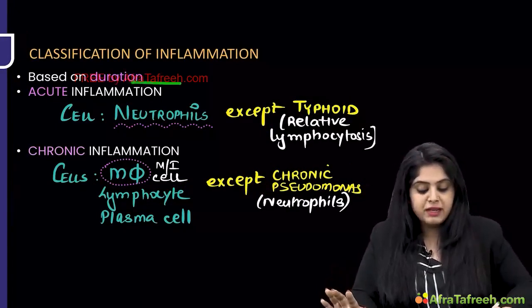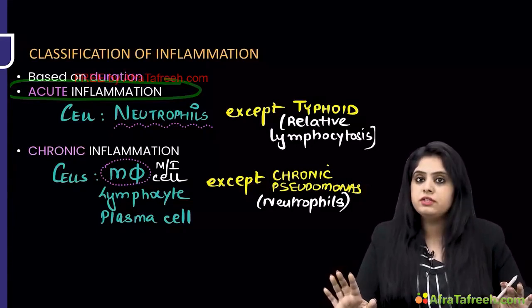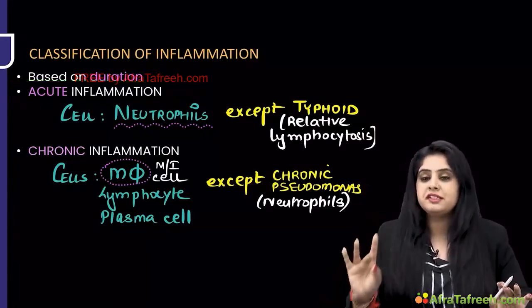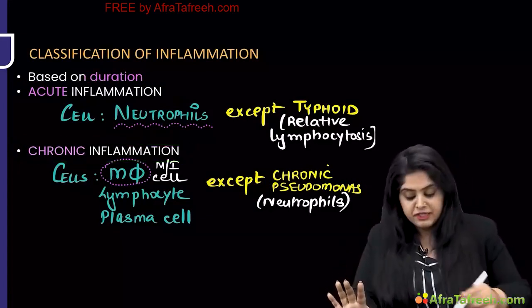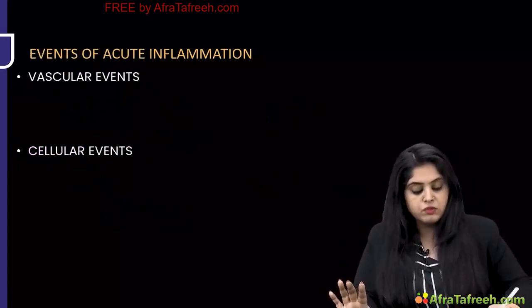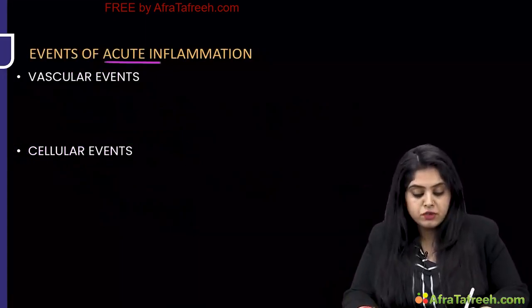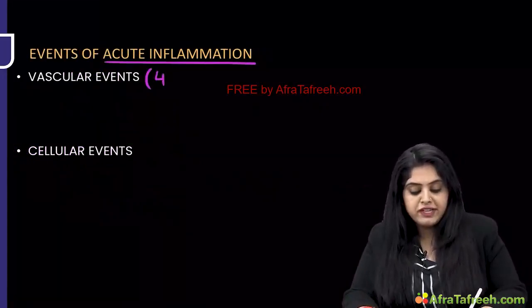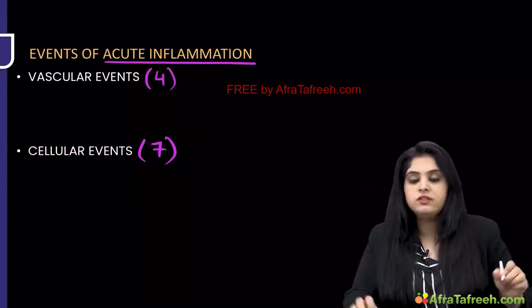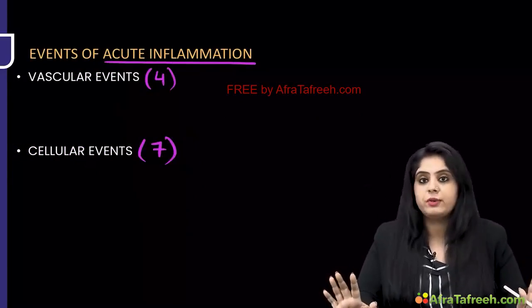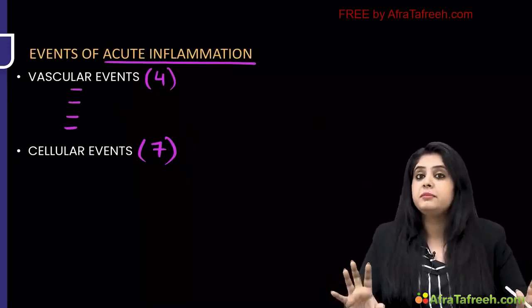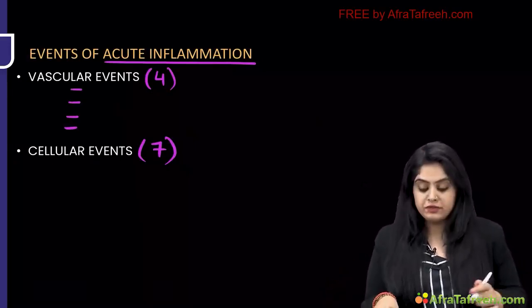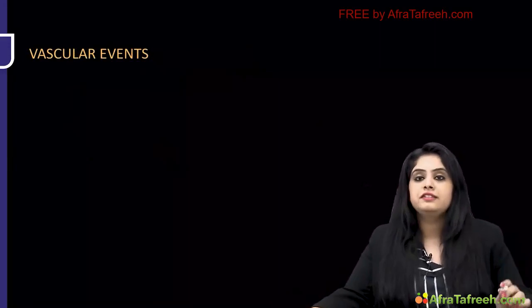On the basis of this, I am first starting with the review of acute inflammation, the events, the mediators and the diseases. Then I'll go on to the chronic inflammation and the granulomas. So starting with acute inflammation, we all know that in the process of acute inflammation, there are 4 vascular events and 7 cellular events on which the examiner gives me questions. So first, let me start with the 4 vascular events, the blood vessel changes that happen in acute inflammation.